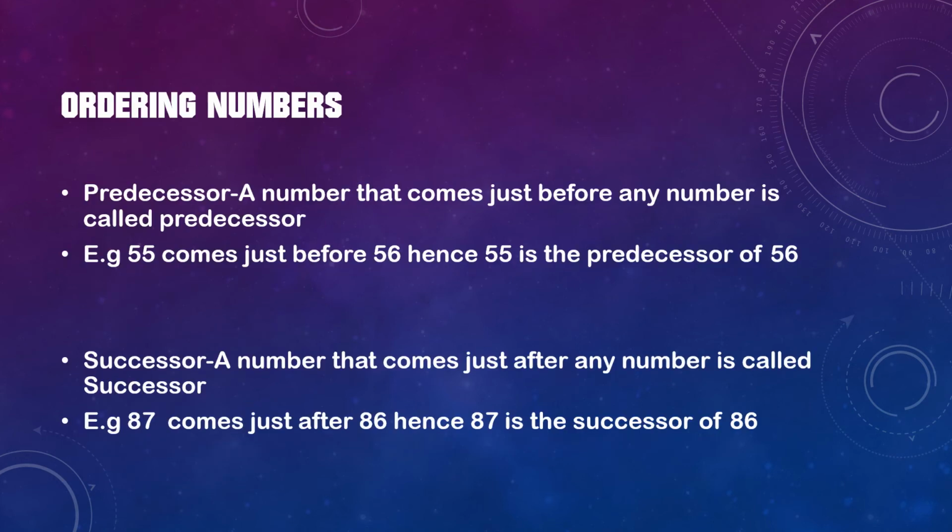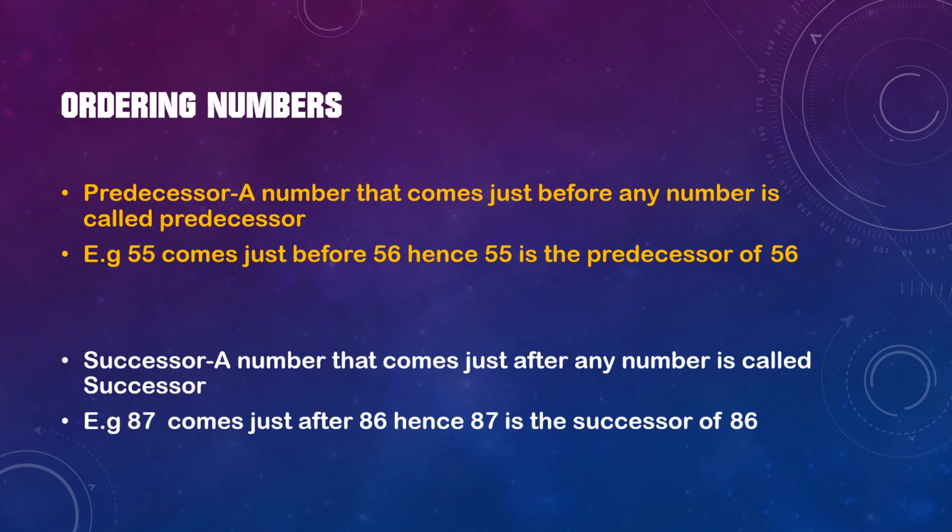Now we know about ordering numbers. Predecessors. Let us know first about predecessor. A number that comes just before any number is called predecessor. For example, 55 comes just before 56, hence 55 is the predecessor of 56.